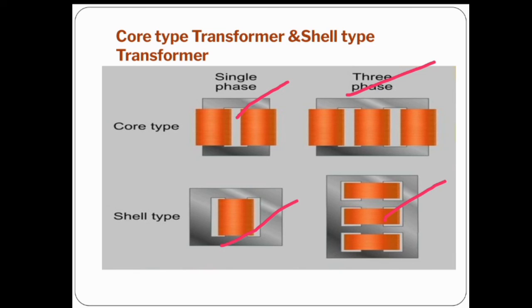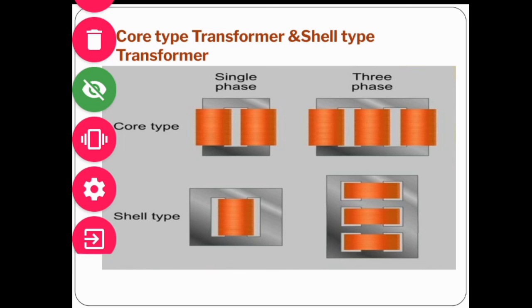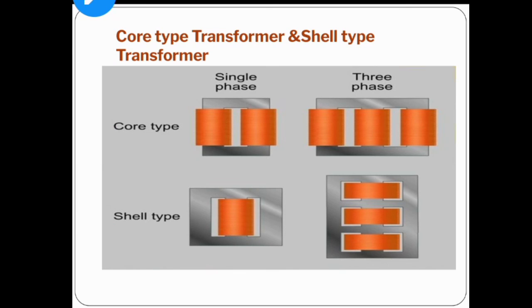The first difference is that the core type transformer consists of two limbs. I already said what a limb is. It consists of only two limbs. But in the case of the shell type transformer, it consists of three limbs: the first one, second one, third one. So the core type transformer has two limbs and the shell type transformer has three limbs.